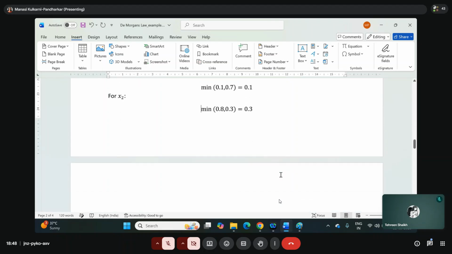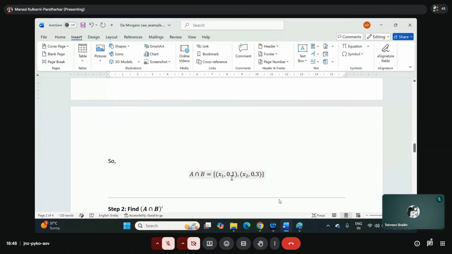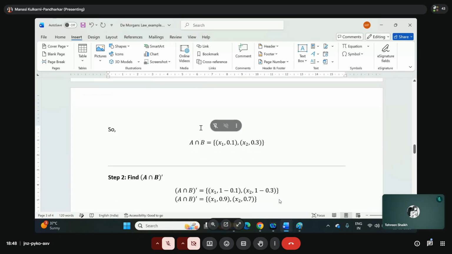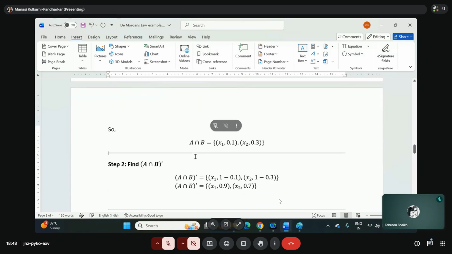Hello all, are you doing this? So what is A union... A intersection B? This is A intersection B. Am I right? Hello? Yes or no? Now find out the complement of this.